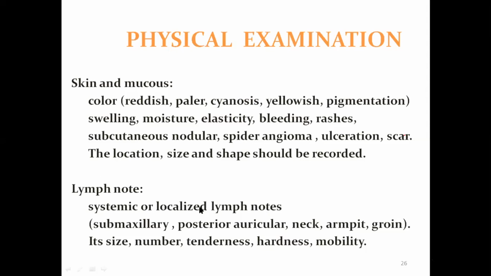And lymph nodes, systemic or localized. In our clinical settings we quickly check the submaxillary lymph nodes, posterior auricular behind the ear, the neck, armpits, and then the groin. We check these quickly because lymph node enlargement is very obvious, and with infections or other conditions these lymph nodes can get enlarged very quickly. So this data is also one of the important areas you should be recording.